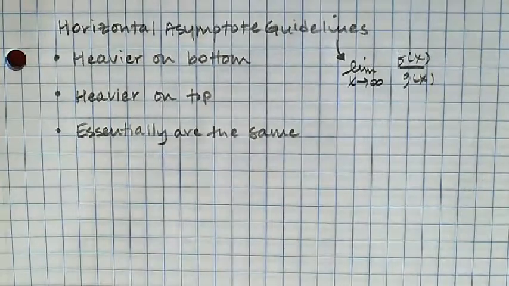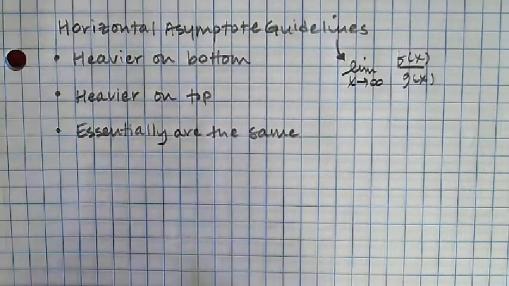All right, so real quick, I'm going to give you some guidelines to remind you of what you already know about horizontal asymptotes. This presumes that you're looking at something algebraically and you have a fraction, and we are considering what happens as the independent variable goes to infinity. If it's heavier on the bottom, we're dividing by more and more and more as time goes on, and it's going to 0.